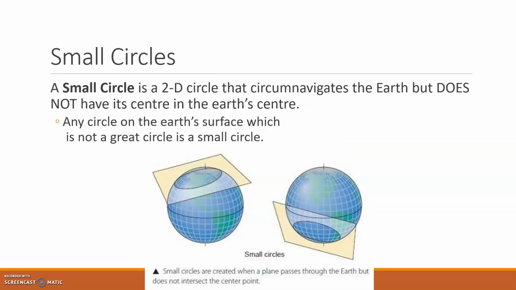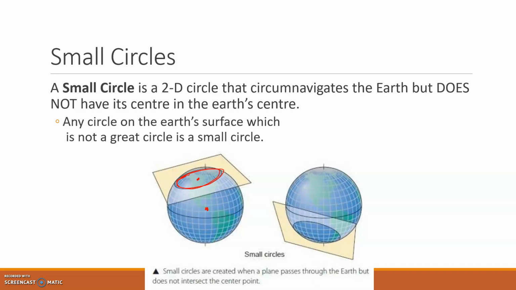A small circle is any circle you can draw on the Earth's surface that is not a great circle, which means any circle you draw on the Earth's surface, like this one, which isn't as big as it possibly could be. And the reason it's not as big as it possibly could be is because this 2D circle has a center here, whereas the sphere that is the Earth has a center here. They don't have the same center. So the 2D circle is not running around the largest possible distance that it could on the Earth's surface. So therefore, it's a small circle.